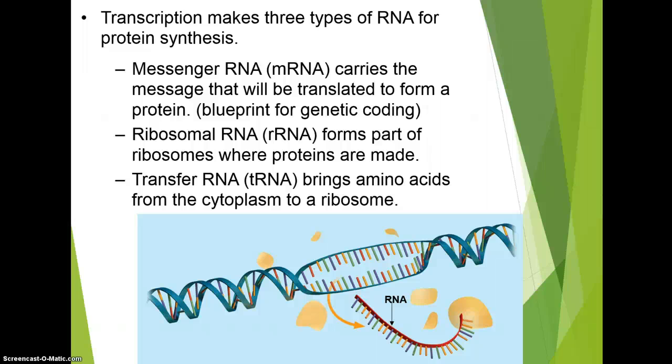And welcome back! Transcription makes 3 types of RNA for protein synthesis. Just like the last video, we'll run through these real quick. Messenger RNA carries the message that will be translated to form a protein. Blueprints for genetic coding. Ribosomal RNA, which is rRNA, forms part of the ribosomes where proteins are actually made.